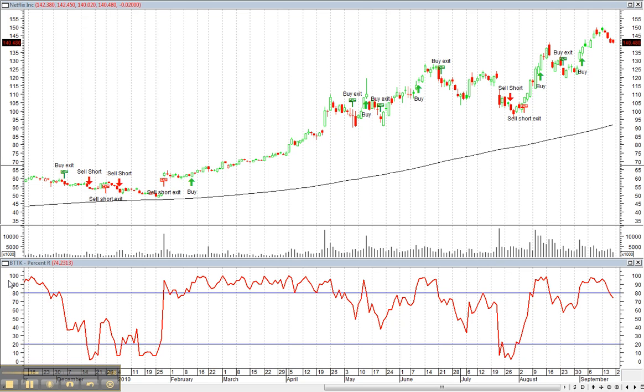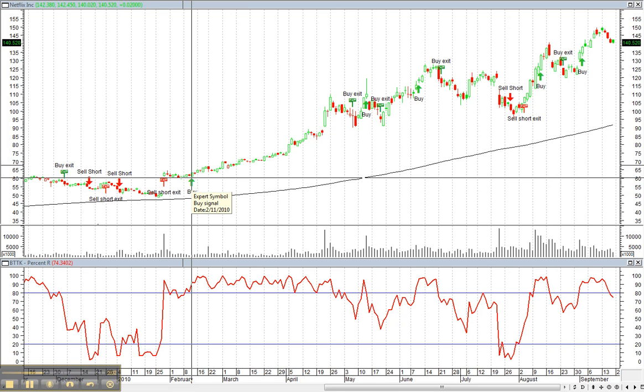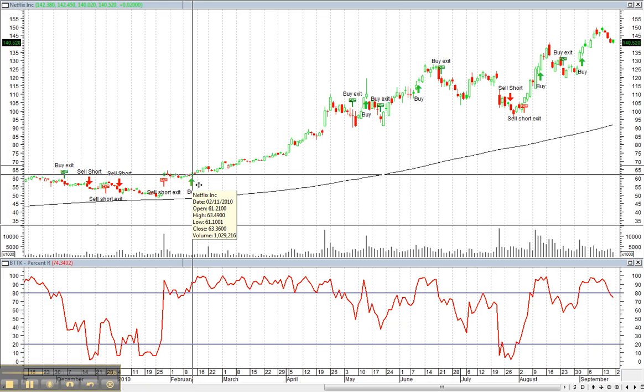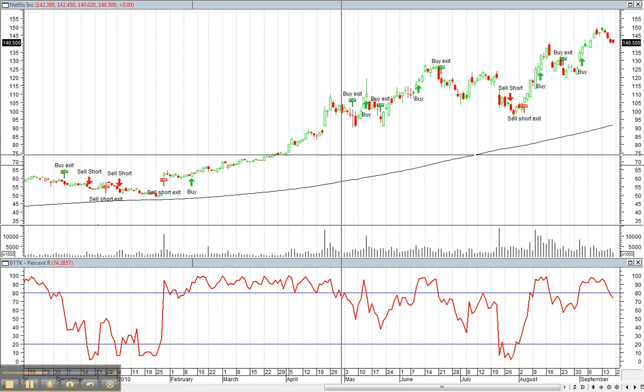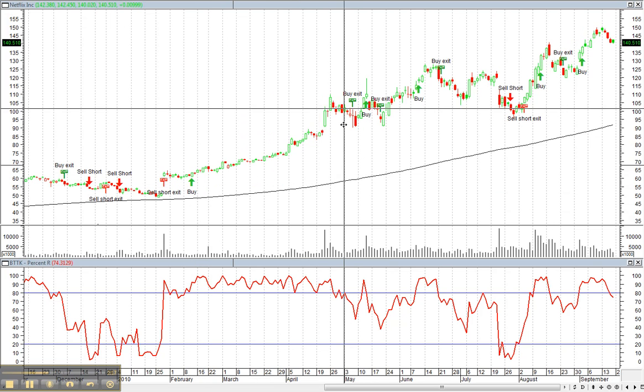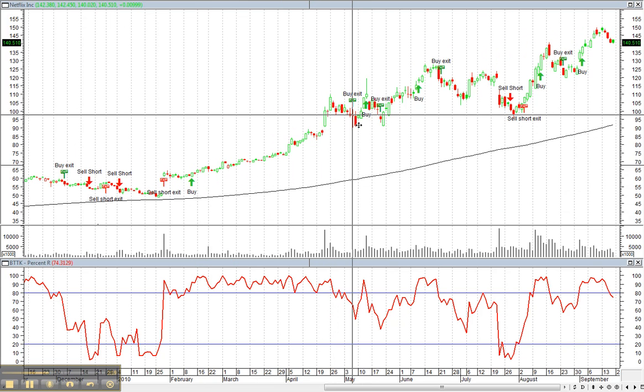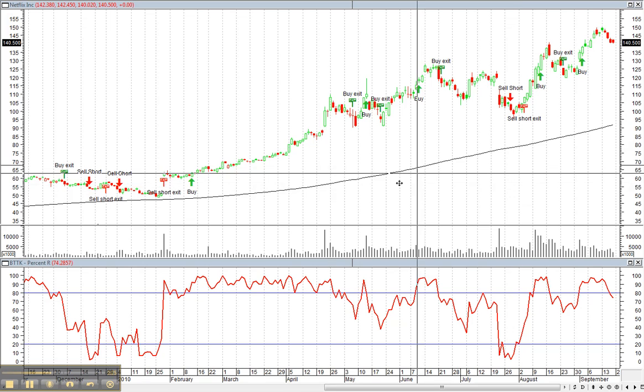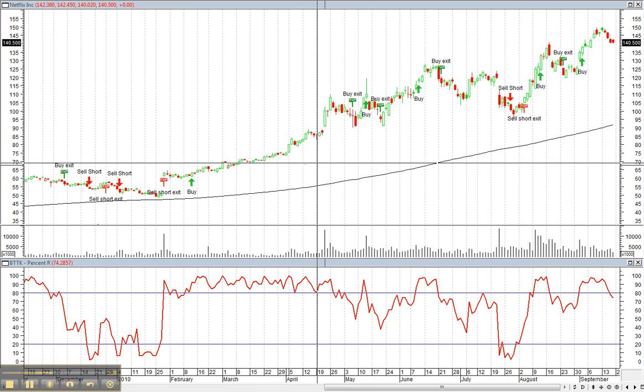So we'll start off here with Netflix. Netflix has been one of the strongest performers in all of 2010, and you can see when we started to get the breakout in February of 2010, we got a buy signal on February 11th. At that time, Netflix had closed at $63.36. It's currently all the way up above $140, but even during just this one main trend, you can see that by the time you got the exit, it went from $63 to $96.97. Just a fantastic trend that took place there in Netflix.